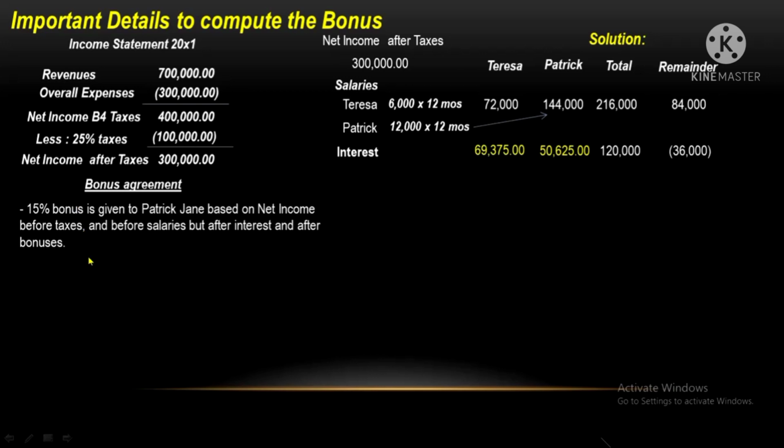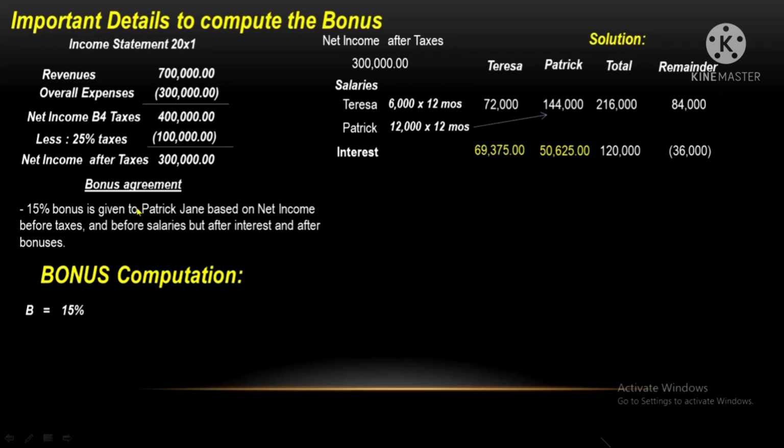Now let's compute. Actually, you will use algebra in computing for the bonus. Bonus, again, according to the agreement, is 15% based on the net income before taxes and before salaries, but after interest and after deduction of bonus. So the question here is, what will we put in the equation?